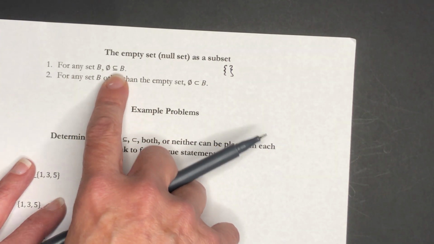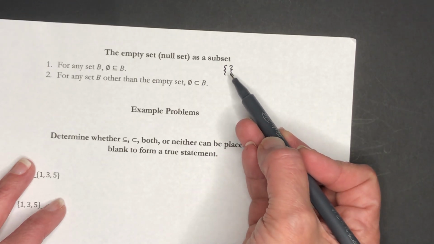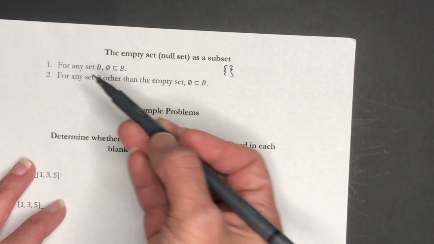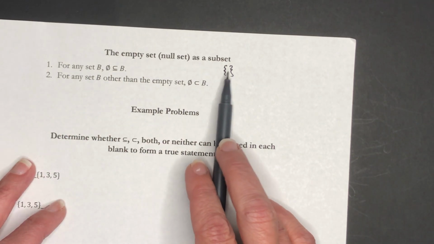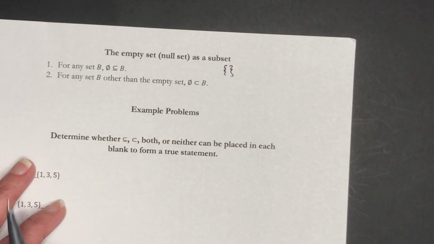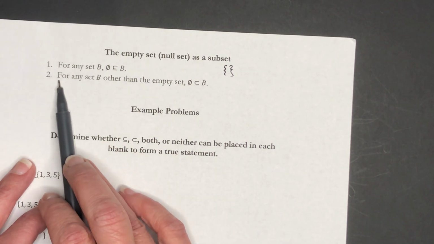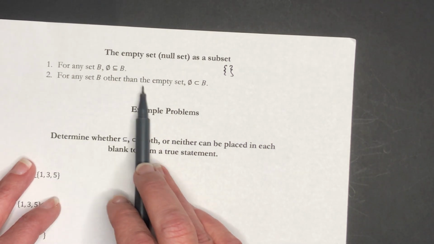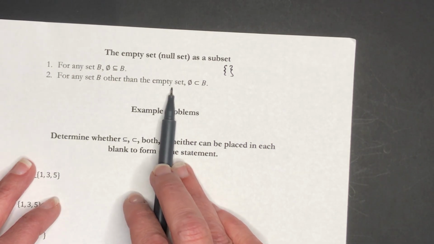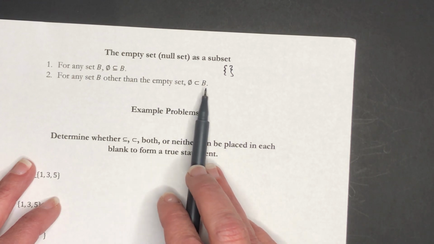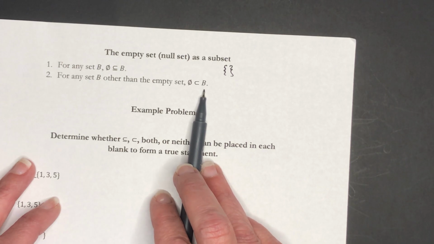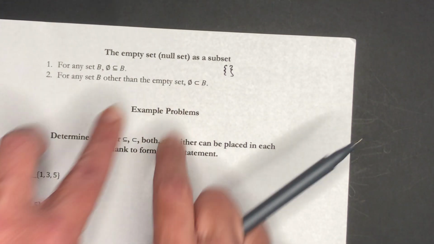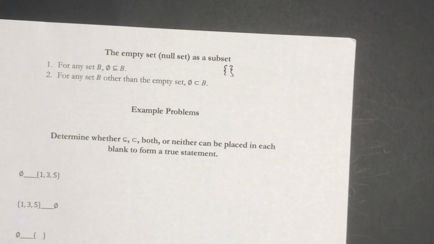So it is a subset because everything in the empty set, which is nothing, is also in B. Well, I should rephrase that. There's nothing inside here that is not in B. Now, for any set B other than the empty set, the empty set is a proper subset of B. Because it can't be the empty set, because that would mean we'd have the empty set equal to the empty set, which does not allow for it to be proper.